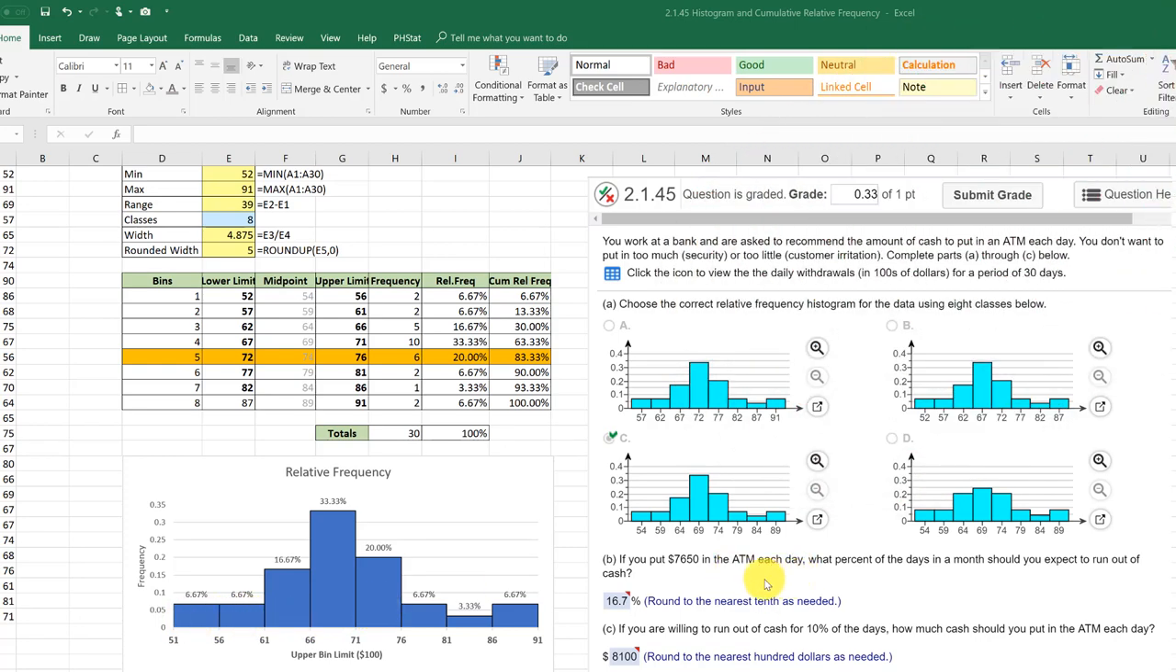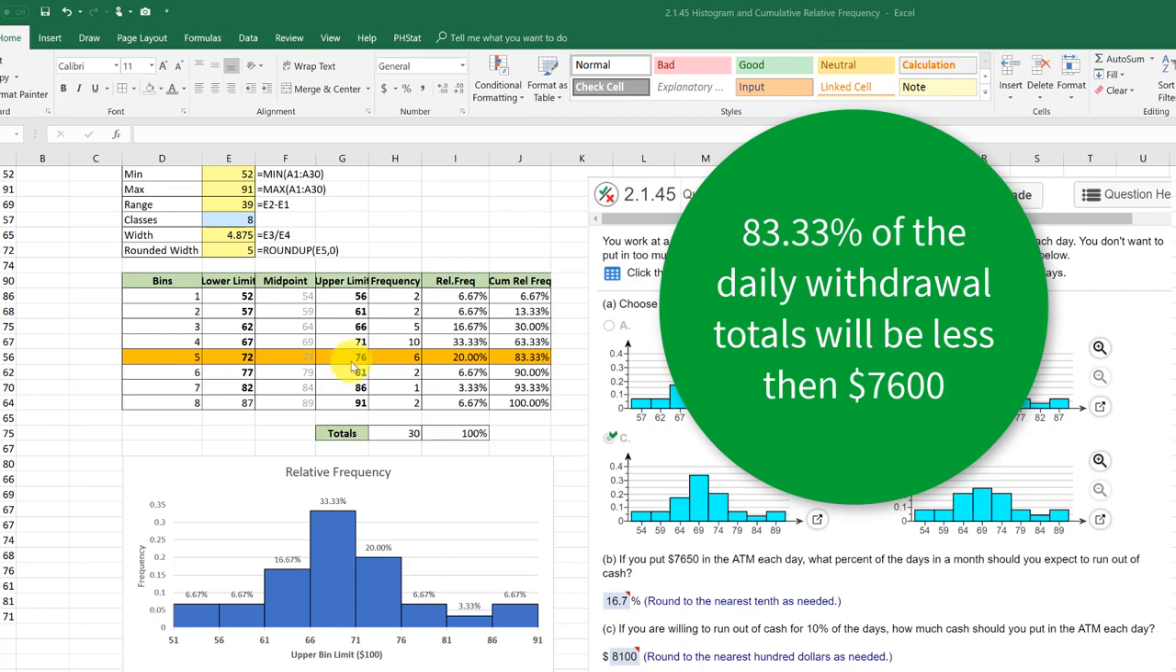So the question was, if we put $7,650 in the ATM each day, what percent of the days would you expect to run out of money? Well, let's look at this orange row again. There is the upper limit of $7,600. In the data, we're given even $100 withdrawals. So in bin number 5, with an upper limit of $7,600, if we had one more withdrawal, that would be $7,700, and it would fall into the 6th bin. So if we have only $7,650 in the machine, we're okay for that number of days, 83.3% of the days.